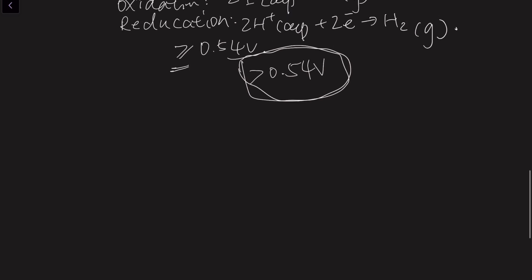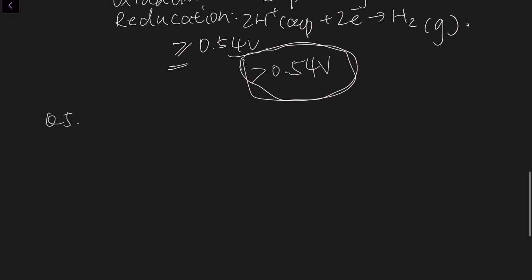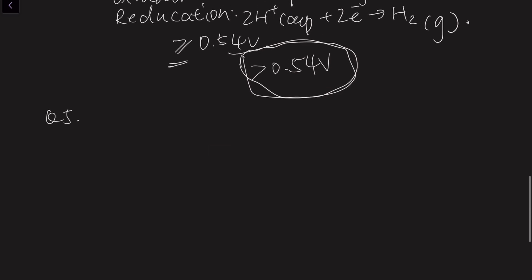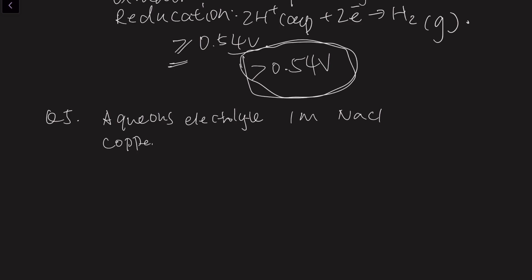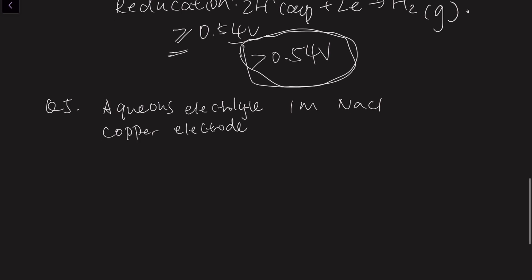So let's have a look at another question. We have aqueous electrolyte again, which is 1 molar sodium chloride, and we have copper electrode. So let's list the species present in the system.